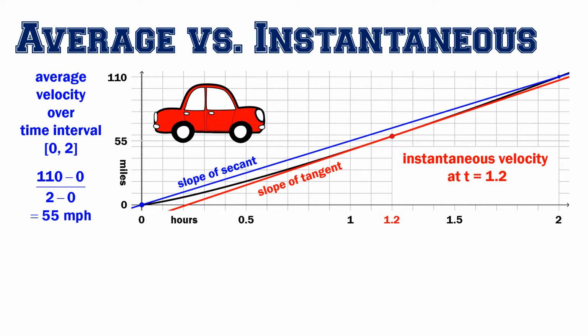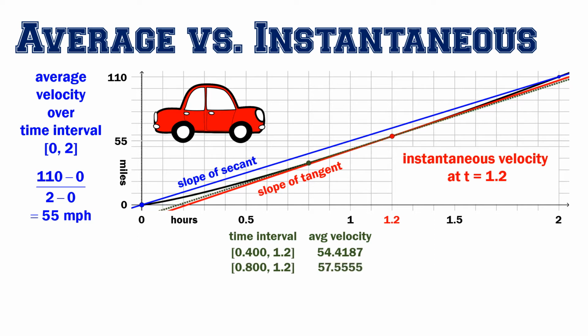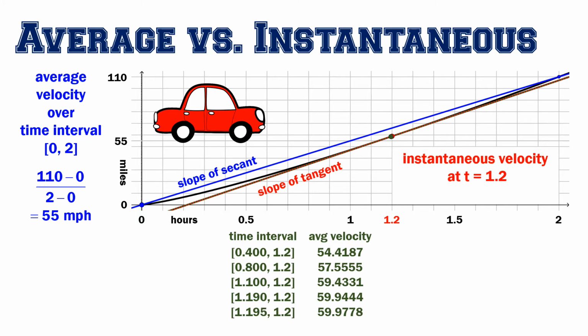The most reasonable approach is to find the average velocity over shorter and shorter periods of time. For instance, when I computed the average velocity over 0.4 hours to 1.2 hours, I found it to be 54.4187 miles per hour. Now, if you look at the graph above, the green secant line for those 2 points is closer to the blue slopes representing average velocity than it is to the red slope of instantaneous velocity. But as I reduce the time interval, keeping one of the endpoints always at 1.2 hours, each new green secant slope moves closer to the tangent line slope, just as each computed average velocity gets closer to 60 miles per hour.